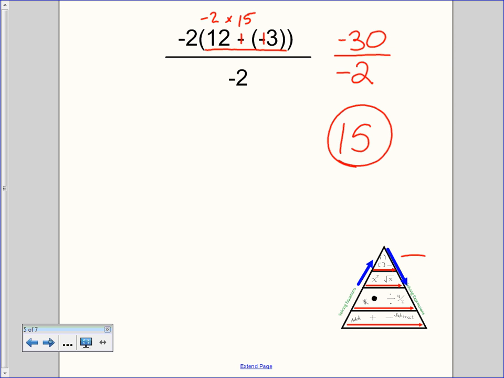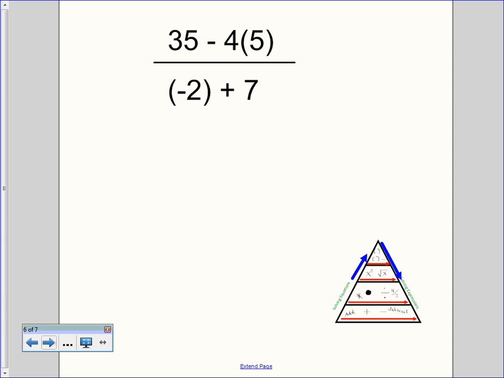One more problem. What I would like you to do is write down the problem, pause the video, and solve it by yourself. When you are finished, unpause the video and we will work through it together. The problem we have is 35 minus 4 times 5 divided by negative 2 plus 7.